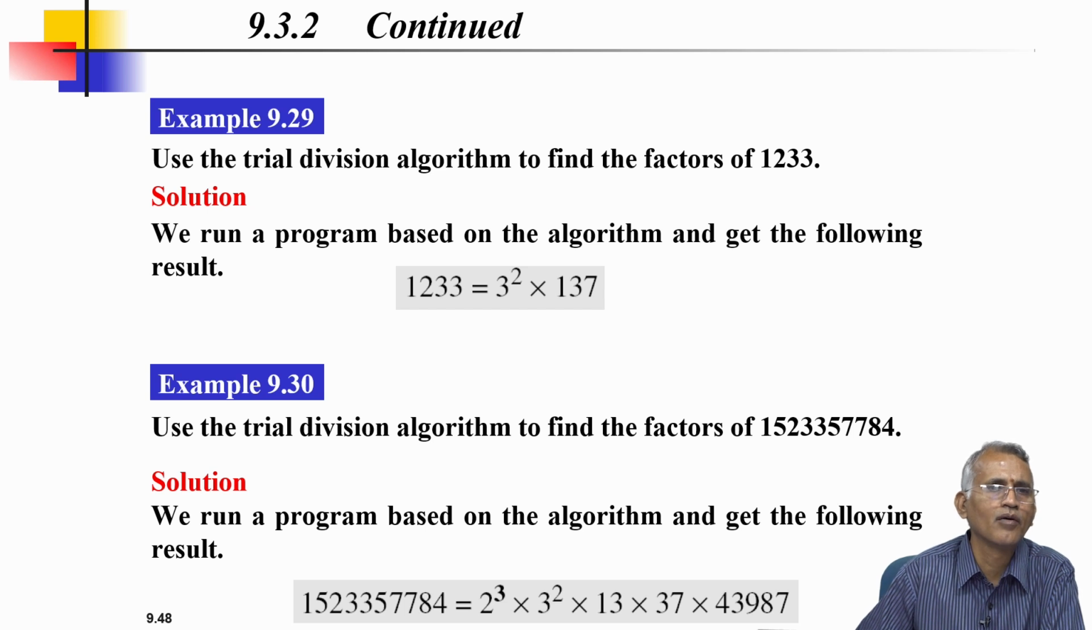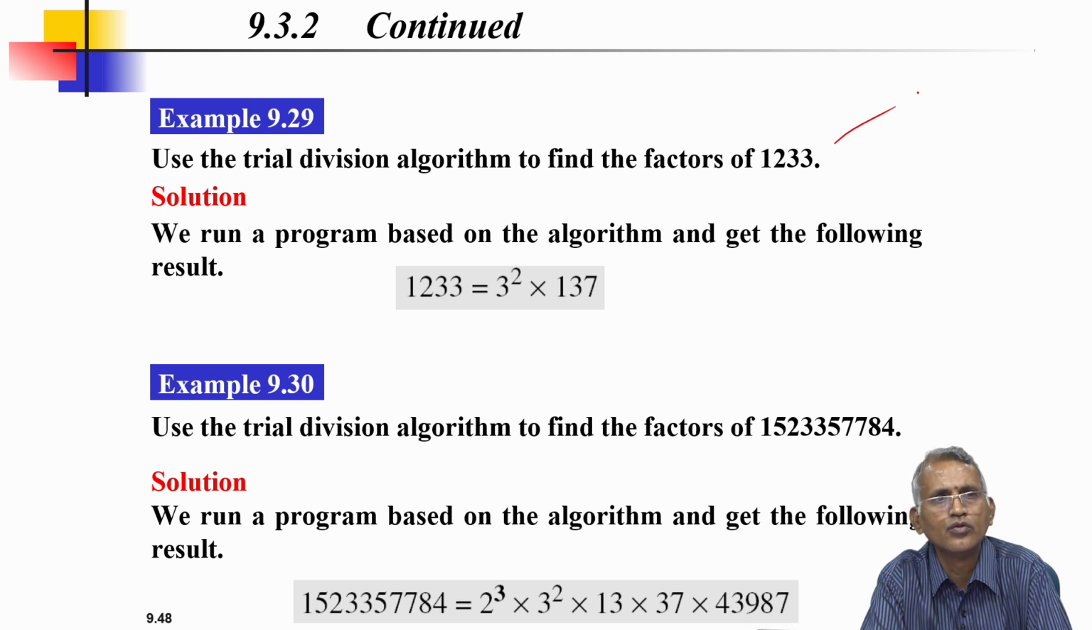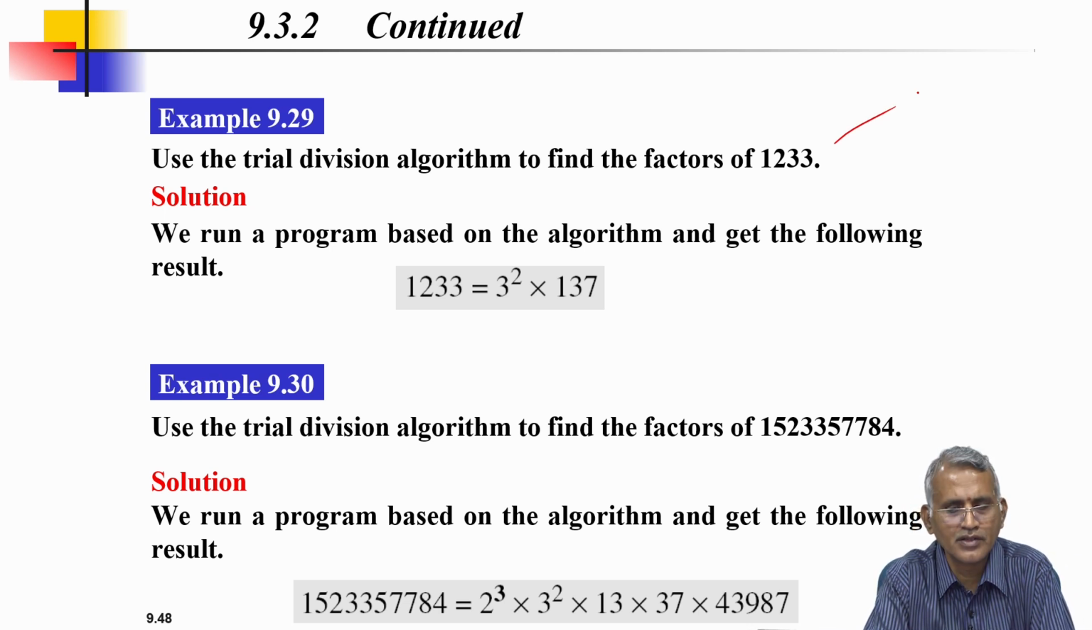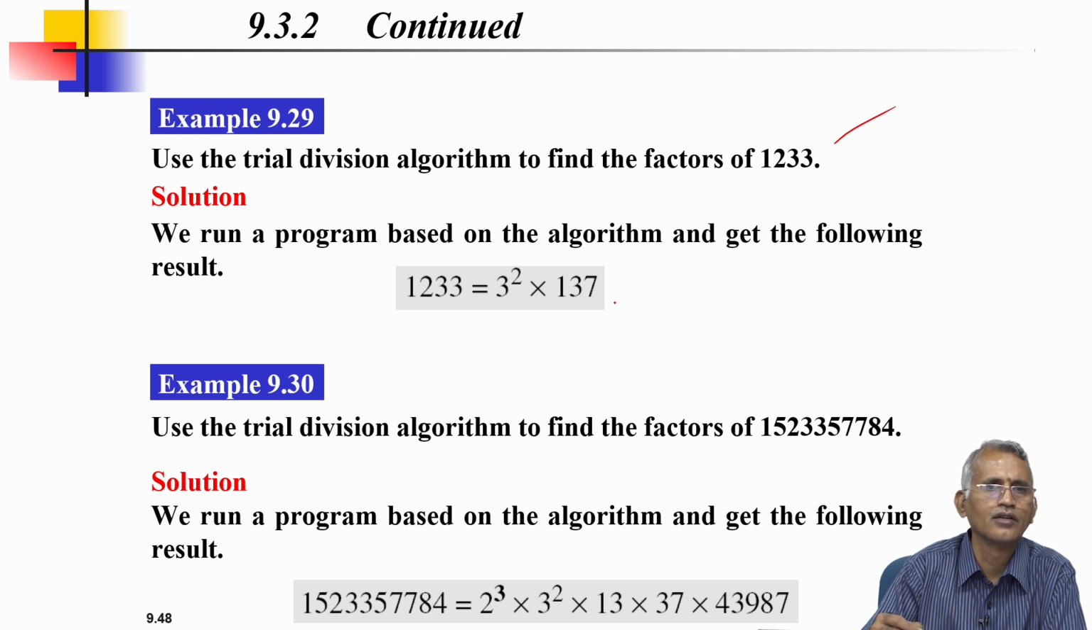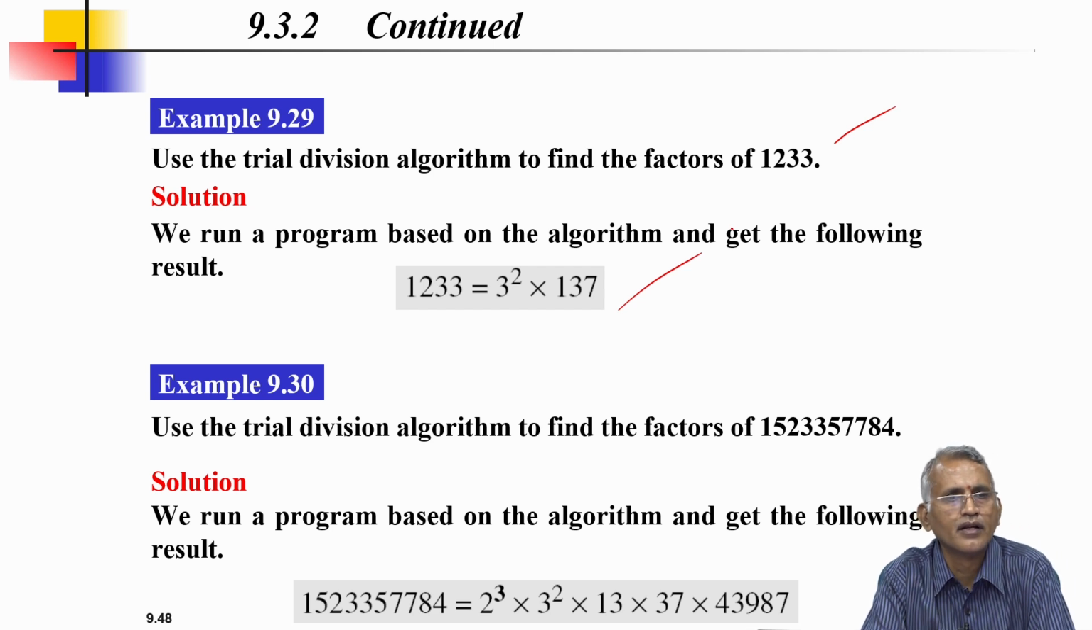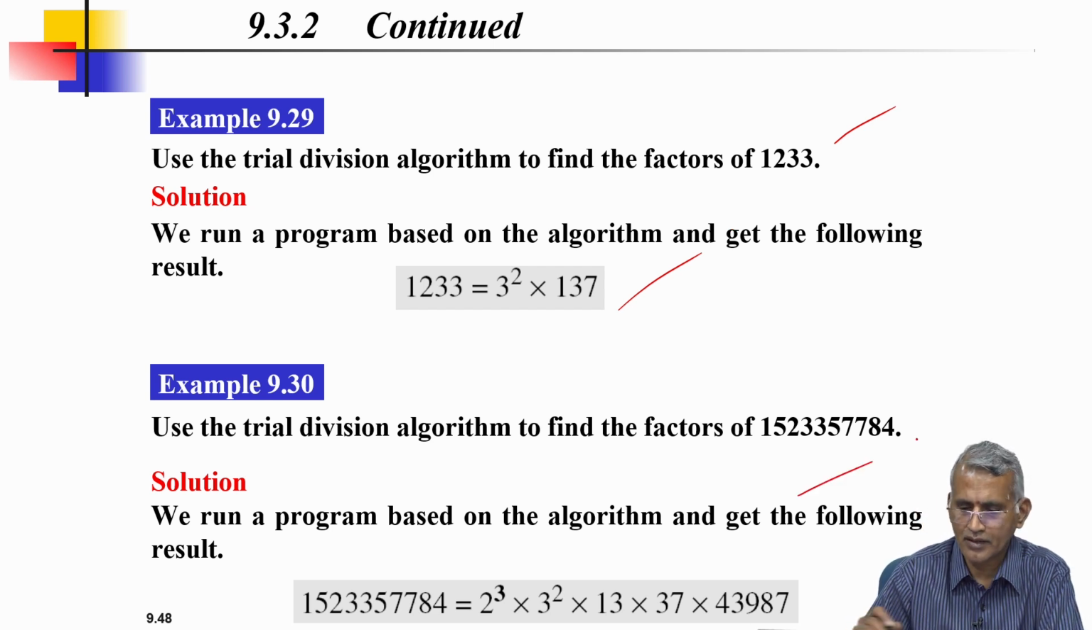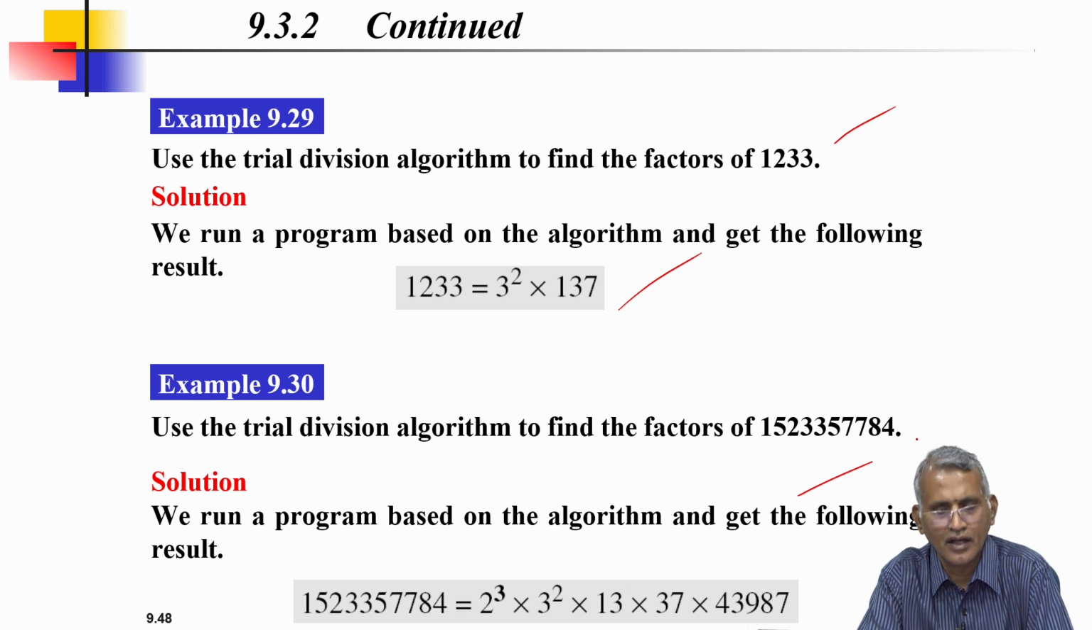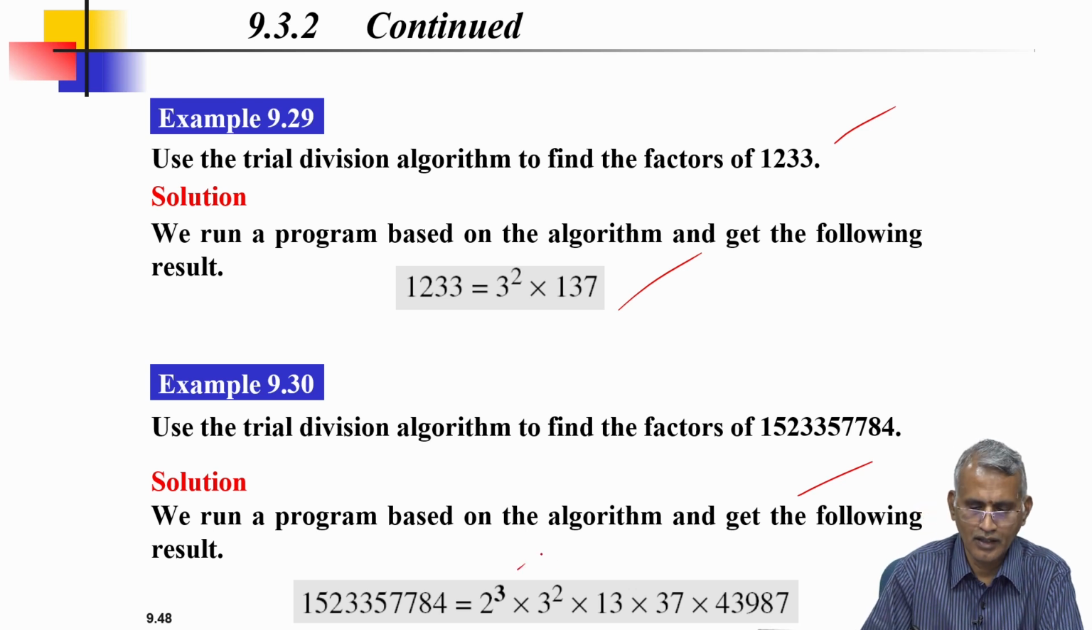Now, we have a problem: use the trial division algorithm to find the factors of 1233. So, we run a program based on the algorithm and get the following: 1233 is equal to 3 square into 137. Next, use the trial division algorithm to find the factors of 1523357784. The solution is, we run a program based on the algorithm and get the following. This number can be expressed as the product of prime powers: 2 cube into 3 square into 13 into 37 into 43987.